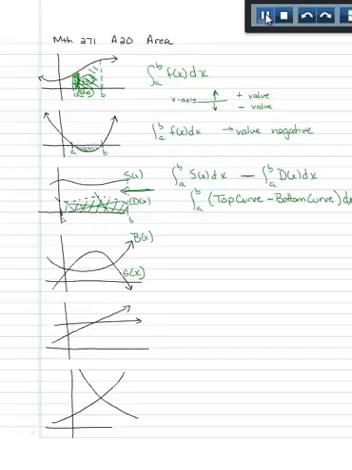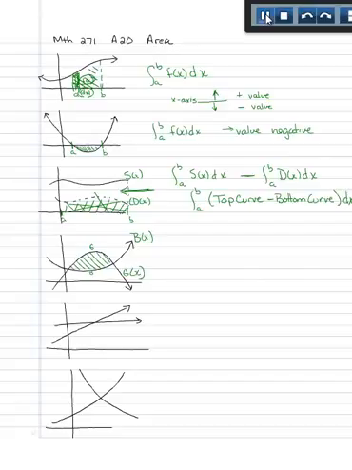If I wanted to find the area between these two curves, if I just wanted this area, then I would do the top curve, which in this case is G, and the bottom curve, which in this case is the blue one, and I would do it just like we talked about, and we'll do an example.